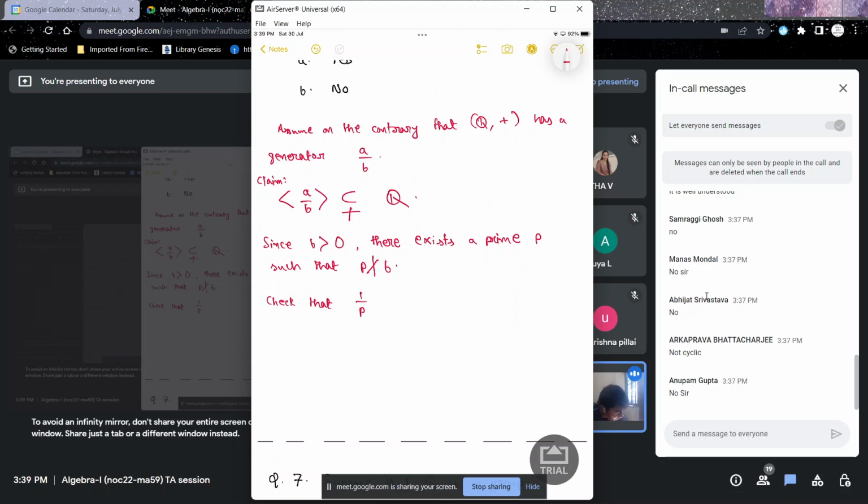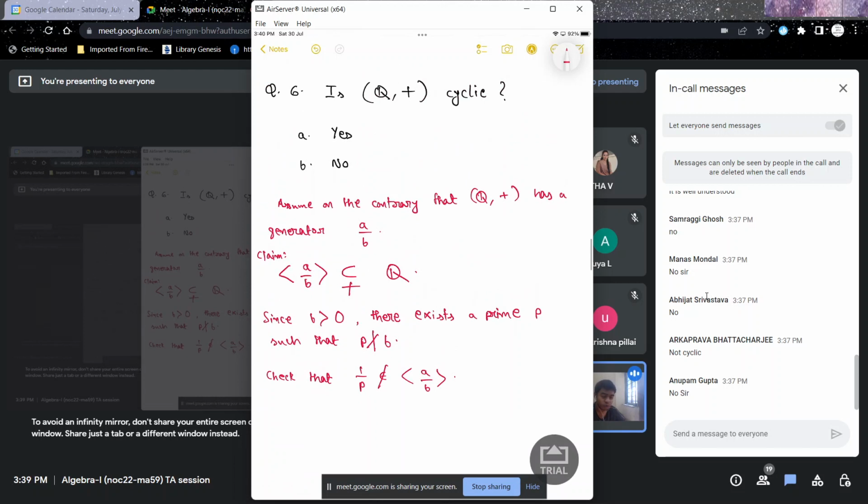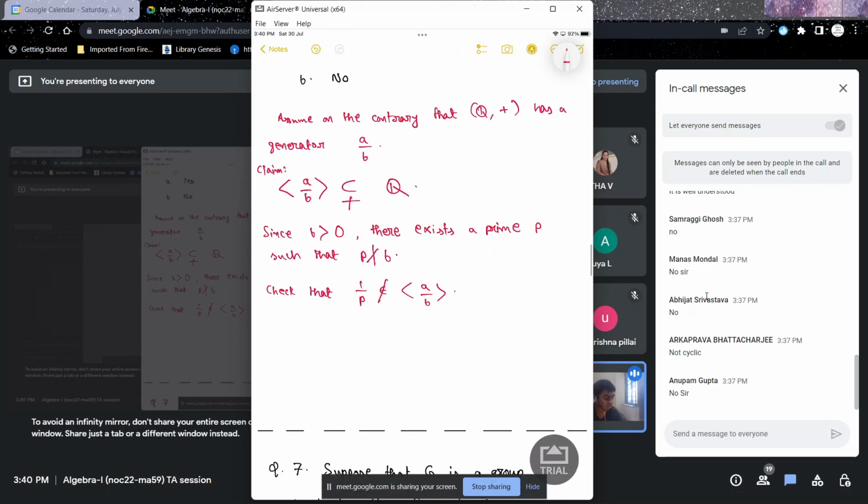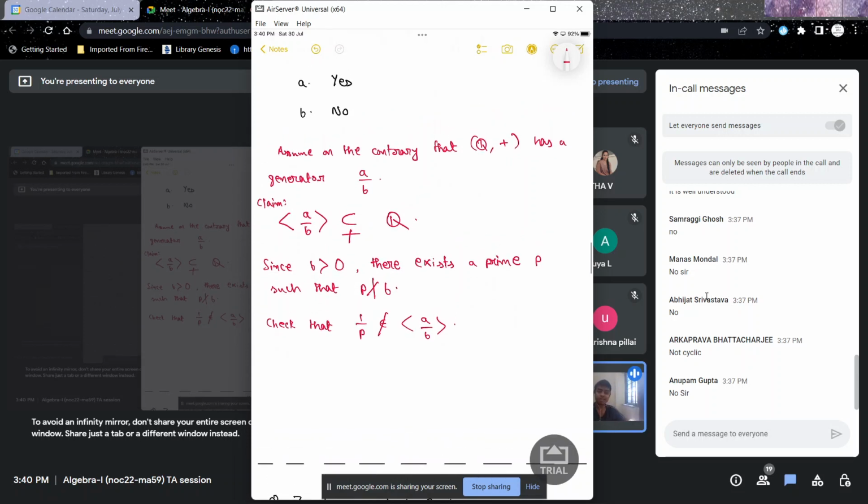So you can check that 1 over P is certainly not in the subgroup generated by A over B. The subgroup generated by A over B will be the set of all integral multiples. I am saying multiples because the group operation here is addition, it's an additive group. So the subgroup generated by A over B will contain all integral multiples of A over B, and clearly 1 over P can never occur in that subgroup. So 1 over P, even though it's a rational, is not in this subgroup.